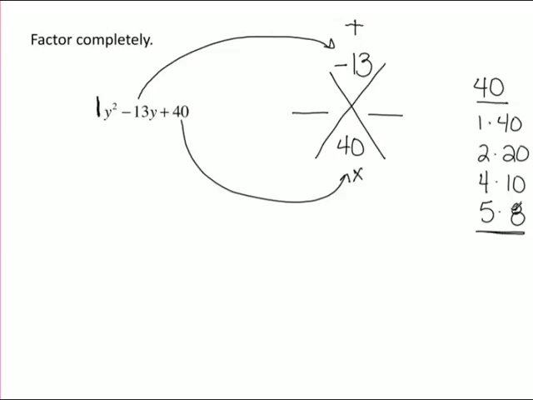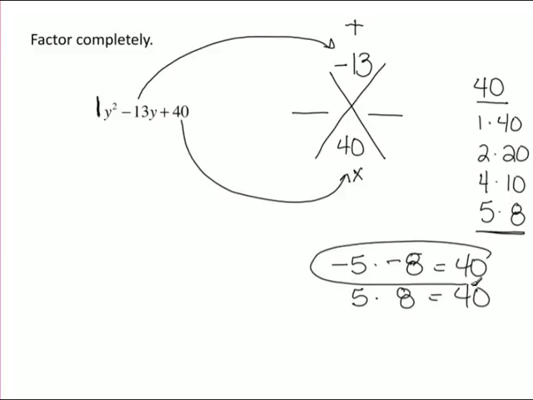So now what we have to do is take into consideration these signs. I have a positive 40 at the bottom, so the only way I can get a positive 40 is if I multiply a negative 5 times a negative 8, because that gives me a positive 40, or a 5 times an 8, that also gives me a positive 40. But because my top number is a negative number, I'm going to use this combination. So a negative 5 and a negative 8 add up to negative 13, and if I multiply them I get a positive 40.